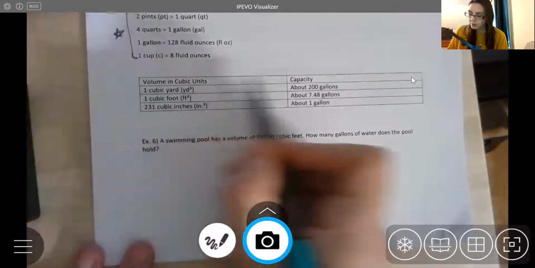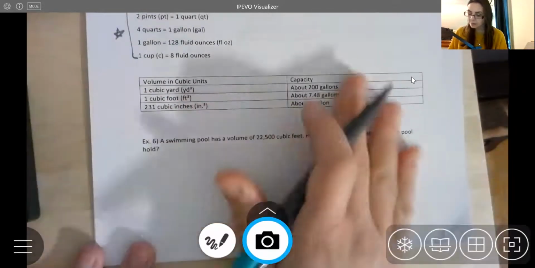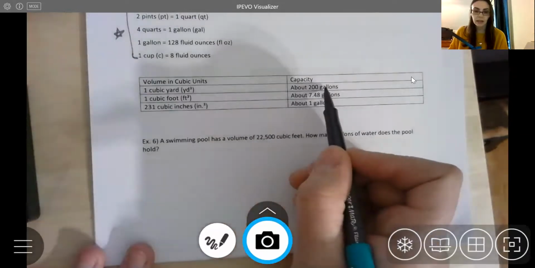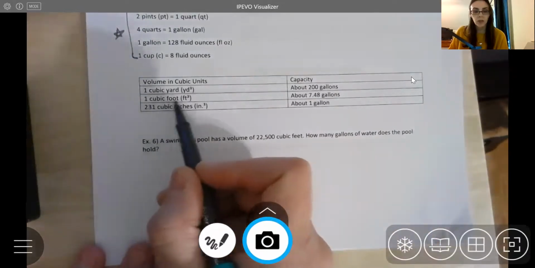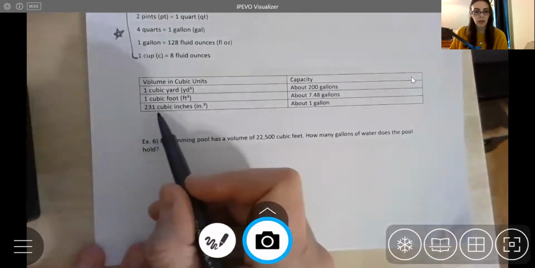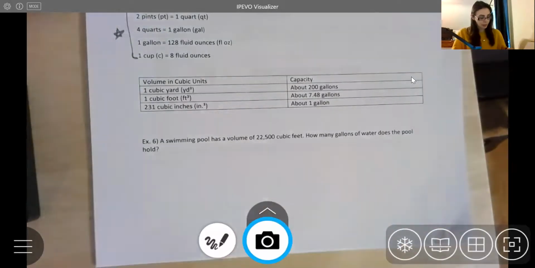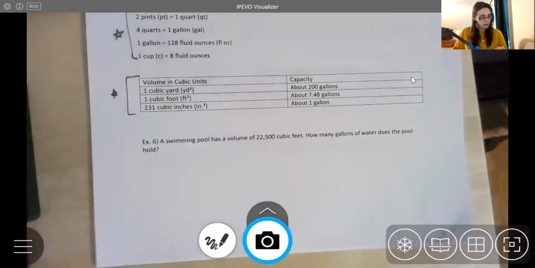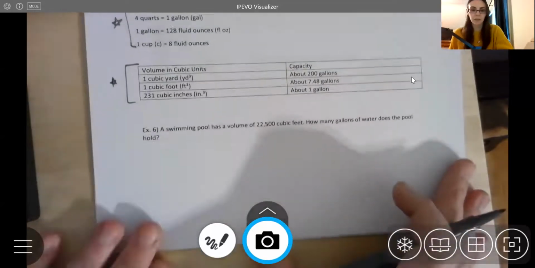When we're talking about volume compared to capacity, again, 1 cubic yard is about 200 gallons. 1 cubic foot is about 7.48 gallons. And 230 cubic inches refers to about 1 gallon. So again, these are just some conversions that we're going to be using in class, and I would recommend just keeping a running tally so you have them easily accessible.